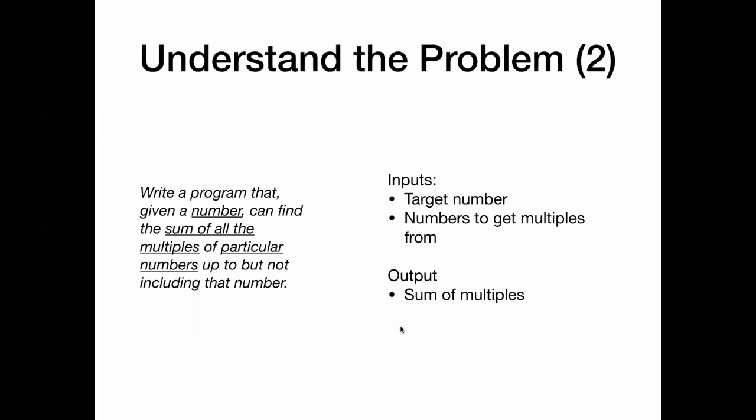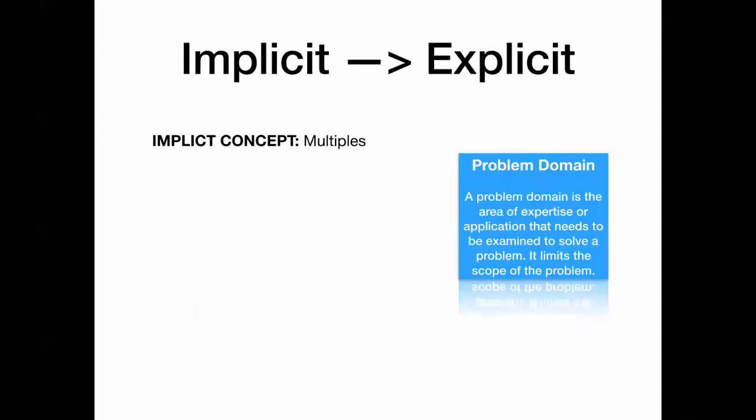But that's just the first paragraph, so let's process that further. If you notice, or at least for those of you who are not into math, there's an implicit concept here. It's called multiples. And when we talk about implicit concepts, one of the things that comes to mind is the concept of problem domain. Problem domain is essentially an area of expertise or an application. For instance, in this case, it's a math domain.